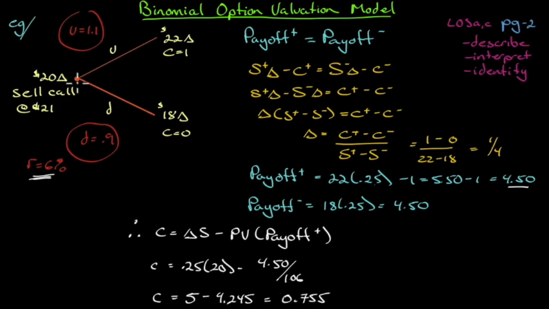So at this point in time, we would sell a call, a $21 call, for 75.5 cents. And we would hedge that out with the underlying at $20, 1/4 of a share. We would spend $5 on that, but we would get 75.5 cents. So we'd be borrowing $4.245. Carry that to the end of the term at 6%, it would grow to $4.50, right?